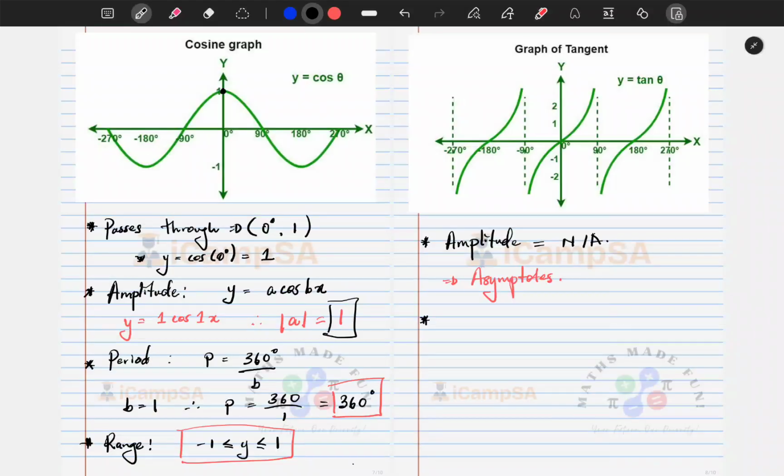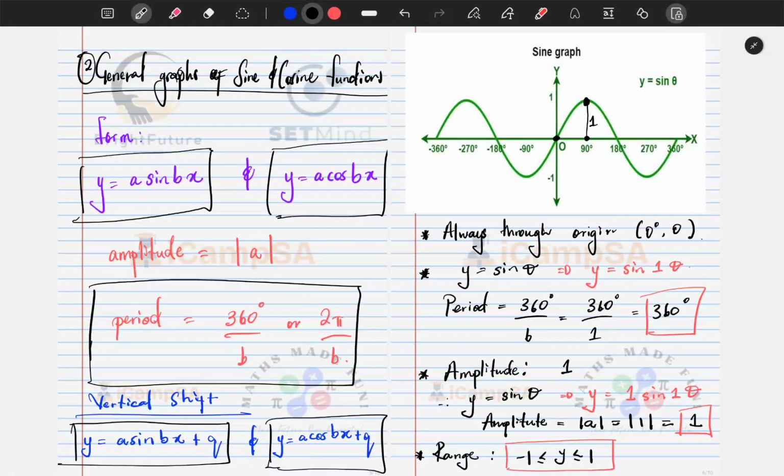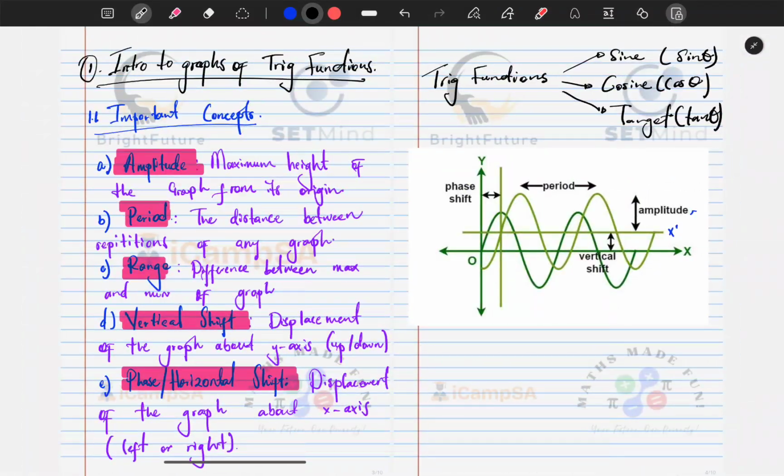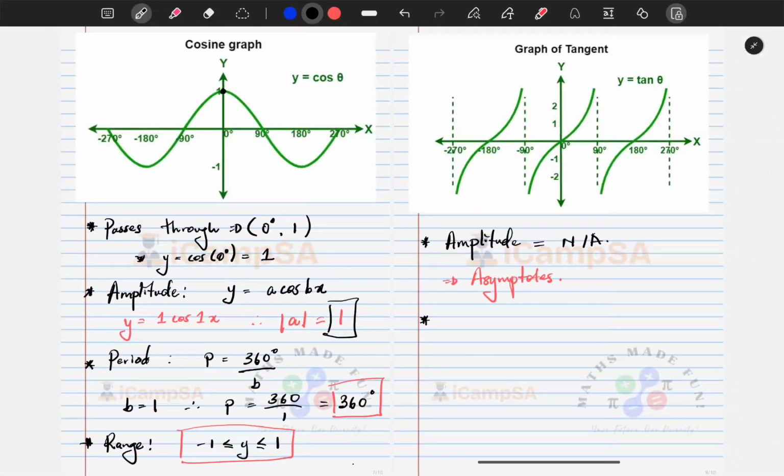It's 180. As I had defined, your period is the distance between repetitions of any graph. So this graph, if we take this as the origin, from here to here it's going to be 90, and then from here to here it's going to be 90, and this entire distance is going to be 180. So your period for a tangent graph is 180.